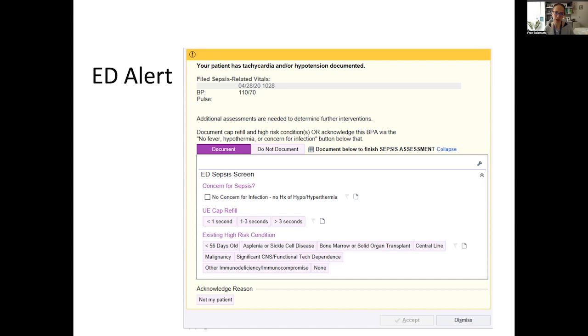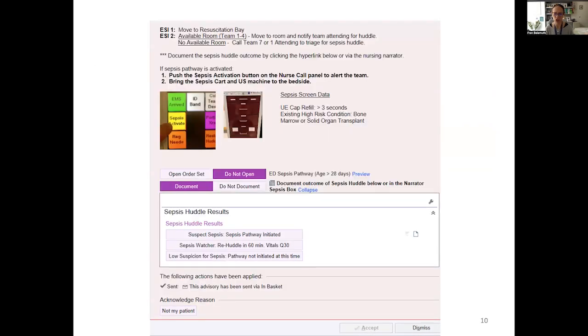So the first stage is based off of vital signs, so tachycardia and fever. And if you have tachycardia and fever, this pops up for the triage nurse and asks you questions about: is there concern for infection, assess the perfusion, and then assess whether the patient has an underlying high-risk condition. And so if they have fever and tachycardia and one other thing, so either altered mental status, altered perfusion, or an existing high-risk condition, then that calls us to do a second screen alert where the clinical team is brought to the bedside.